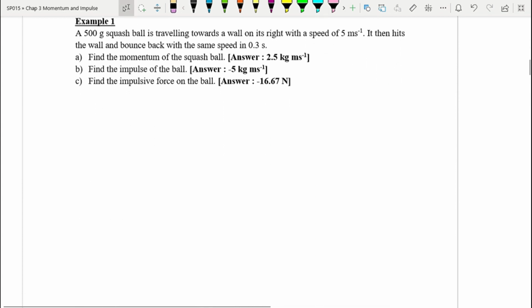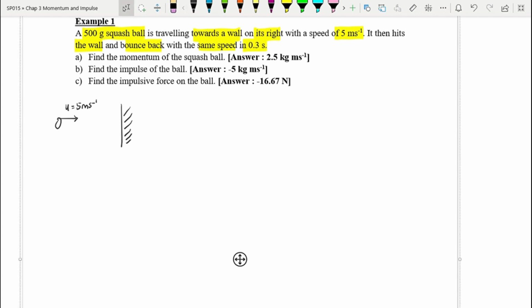Okay, a 500 gram squash ball travelling towards a wall on its right with a speed of 5 meter per second. It then hits the wall and bounces back with the same speed in 0.3 second. Okay, kita lukis sikit. Kita ada wall and then a squash ball moving towards a wall with an initial speed of 5 meter per second, dan sepatutnya memang positif sebab dia ke kanan. And then dia akan hit the wall, so once they hit the wall dia akan bounce back. Okay, katakanlah dia bila dah sampai sini dia akan bounce back with the same speed.